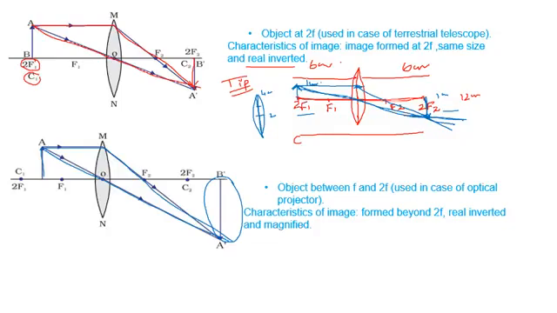And where is the image forming? Beyond 2f2. 2f2 is here, but the image is formed beyond 2f2.